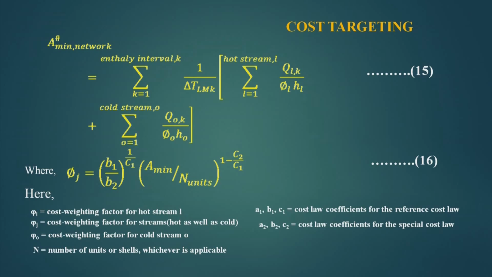So, it clearly gives you the nomenclature. This is phi L is equal to cost weighing factor for hot streams L, phi j is the cost weighing factor for streams hot as well as cold, phi O is the cost weighing factor for cold stream O, n equal to number of units or cells whichever is applicable, A 1, B 1, C 1 is the cost law coefficients for the reference cost law, and A 2, B 2, C 2 equal to cost law coefficients for the special cost law, which is used for the special material.